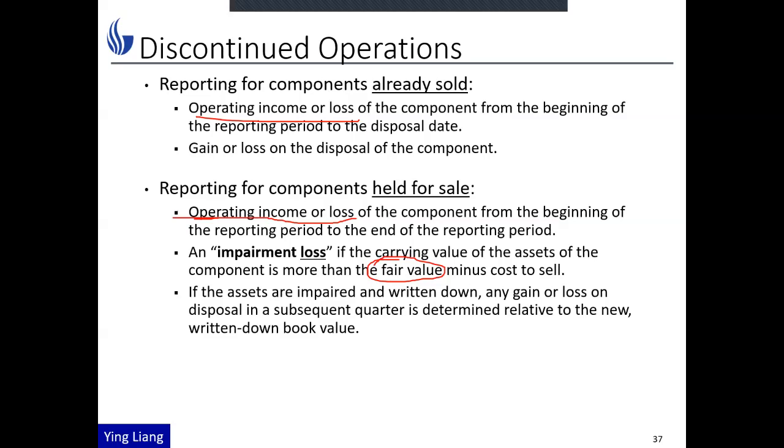If the assets are impaired and written down, any gain or loss on disposal, right, is the next step. Now it is held for sale. Maybe next year we can finally sell it, and that we call disposal. So if next year or next quarter it is actually disposed, then we have to do this part, right, the second one. We're gonna recognize gain or loss by comparing the transaction price to the new updated book value, which is after the adjustment of this part.